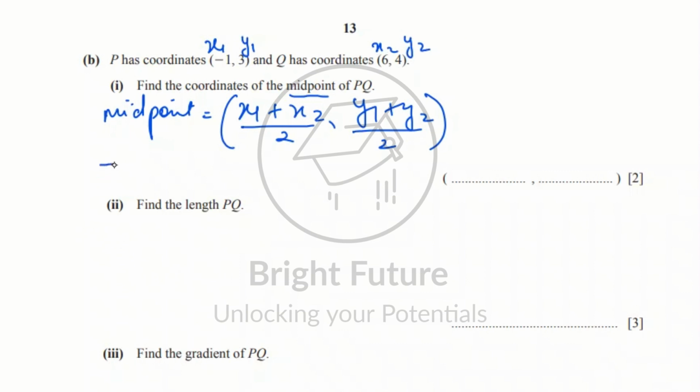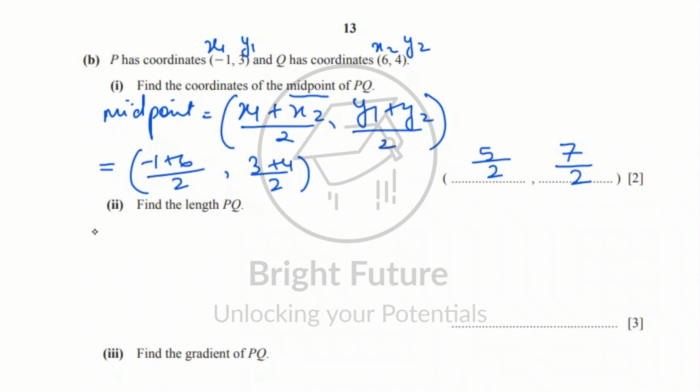So let's substitute the values. Minus 1 plus 6 upon 2 and 3 plus 4 upon 2, which gives us 5 upon 2, 7 upon 2. It was easy. 1 mark for the formula, 1 mark for inserting the values and doing the calculation.